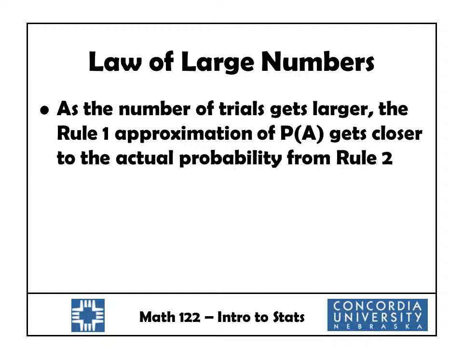Say it another way, if I want a better estimate of my probability, I need to repeat my procedure more and more times. 50 times is good, 500 is better, 5,000 is even better still. The more trials, the better my estimate of the probability.